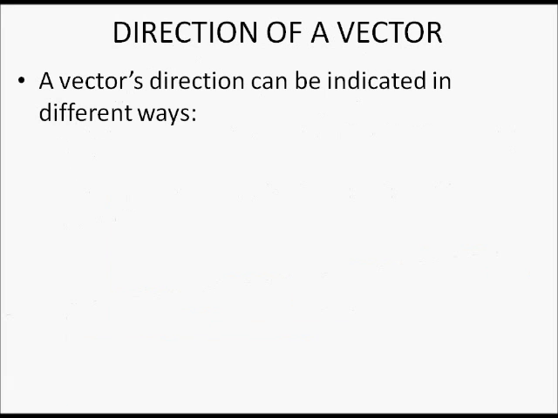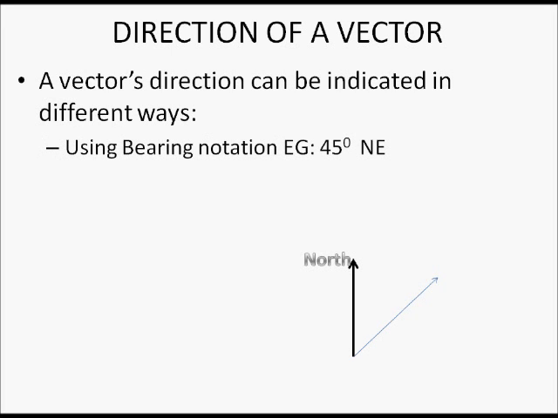Okay. A vector's direction can be indicated in different ways. How do you indicate the direction of the vector? One is using bearing notation. Say if the vector is 45 degrees away from north towards northeast, then you say that this is 45 degrees northeast, right? This is the method of indicating a vector in bearing notation.